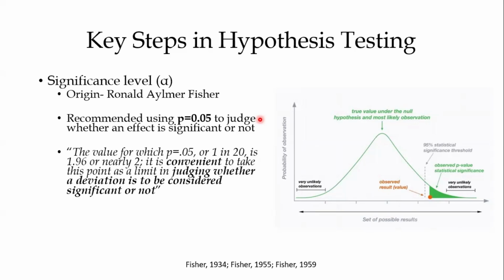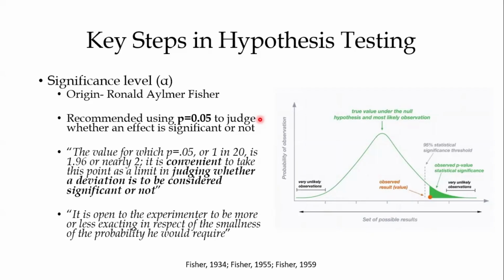This is exactly what he said in his paper. He said that the value for which P equals 0.05 or 1 in 20 is nearly 2 standard deviations away from the mean. That was his statistical reasoning behind 0.05. What he mentioned was that this cutoff value is convenient to take at this point as a limit in judging whether a deviation is to be considered significant or not. Keyword there to underline is convenient. So it's what he proposed.